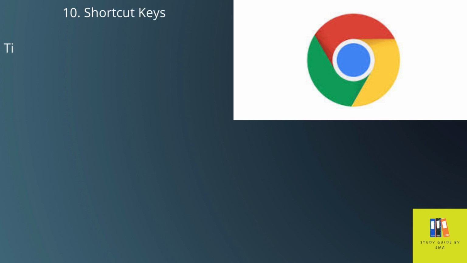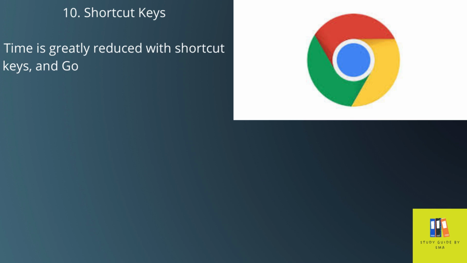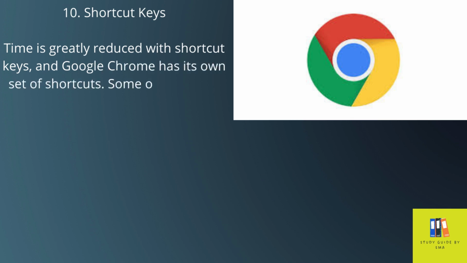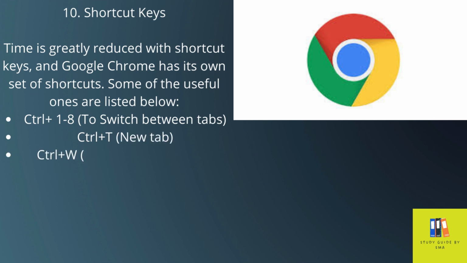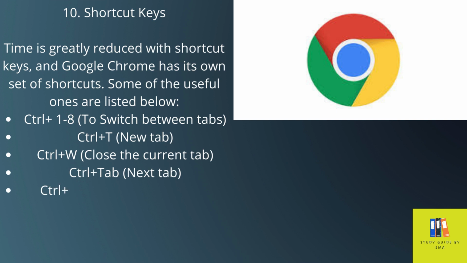10. Shortcut keys. Time is greatly reduced with shortcut keys, and Google Chrome has its own set of shortcuts. Some of the useful ones are listed below. Control+1 to 8, to switch between tabs. Control+T, New tab. Control+W, close the current tab. Control+Tab, Next tab. Control+Shift+Tab, Previous tab. Control+Shift+N, New incognito window.